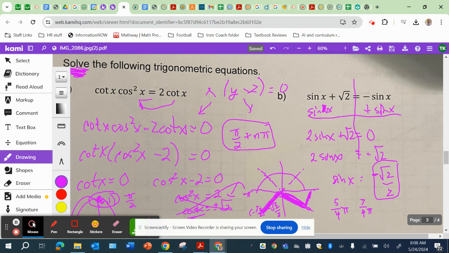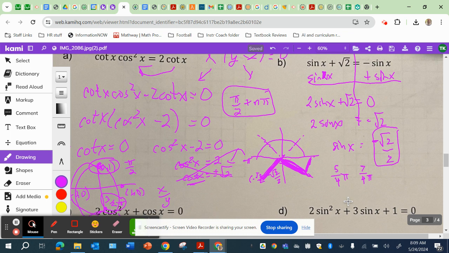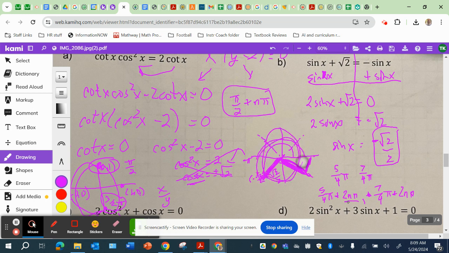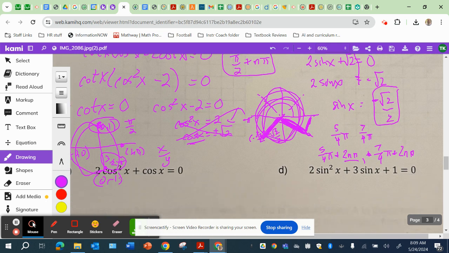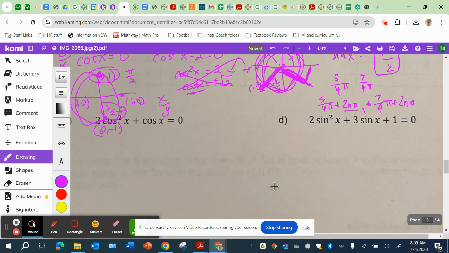So if you're writing it as multiple solutions, then you'd say 5/4 pi plus 2n pi, or every 2 pi it repeats. And then also 7/4 pi plus 2n pi. So that just tells you that I have a solution, and I spin all the way around, I have a solution. And it just keeps going. I have a solution, it spins all the way around, I have a solution. All right.